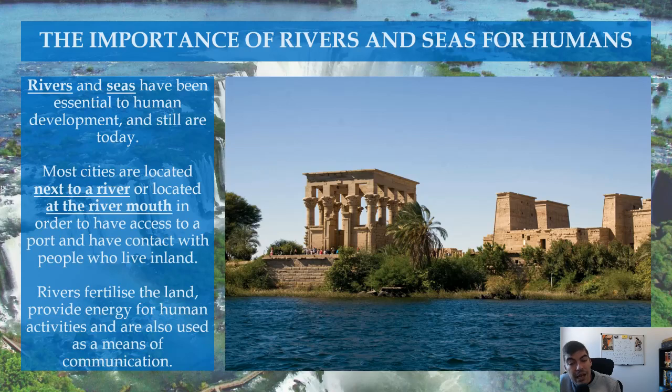Rivers provide energy for human activities, such as hydroelectrical energy in the dams, and rivers are also used as a means of communication. We can communicate by boat. For example, here you have a picture of the river Nile in Egypt, and it was essential for the development of the ancient Egyptian civilization. We will study that at the end of this course.